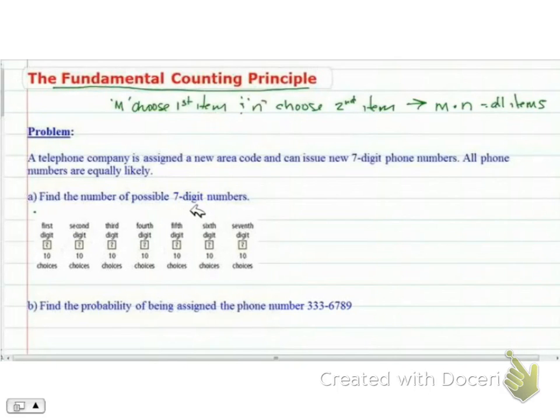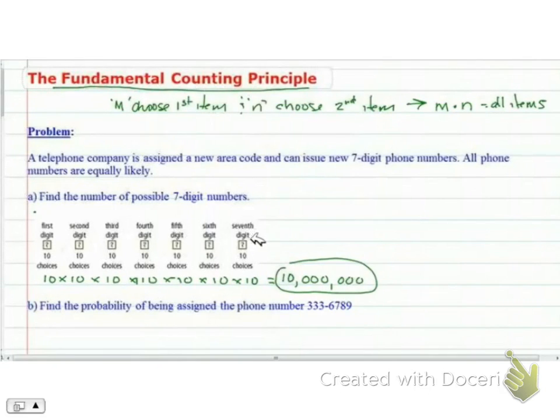So now we're going to multiply the number of choices in each category. We're going to take 10 times 10 times 10 times 10 times 10 times 10 times 10, and that is going to give us 10 million. So the number of possible 7-digit phone numbers is 10 million.